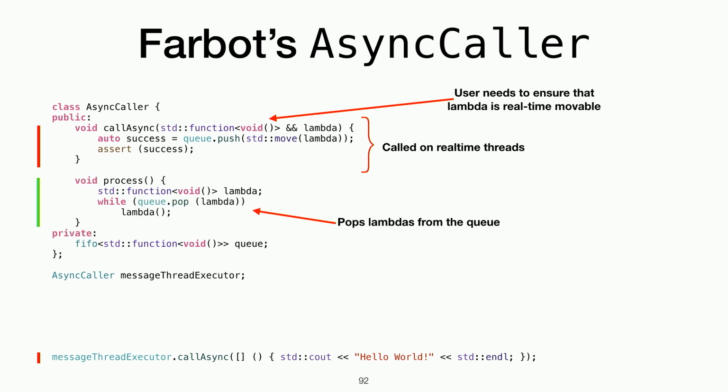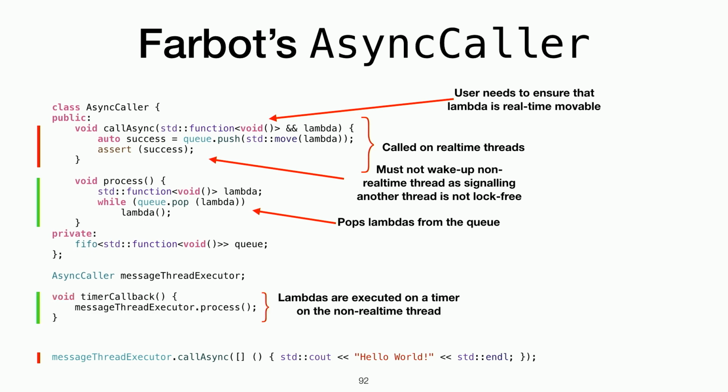Now, on the non-real-time thread, there's this process method that you can call. And when you call this process method, it will just pop all those lambdas from the queue and then execute them. Notice here, though, and this is why JUCE's implementation is not real-time safe, that there's no call to wake up the non-real-time thread. And that's critical, because waking up a thread is a system call and is not wait-free, right? So even just waking up a thread is not wait-free.